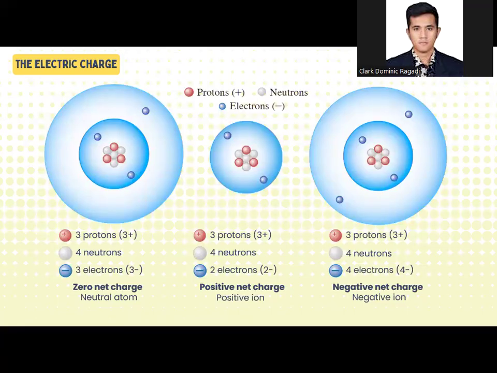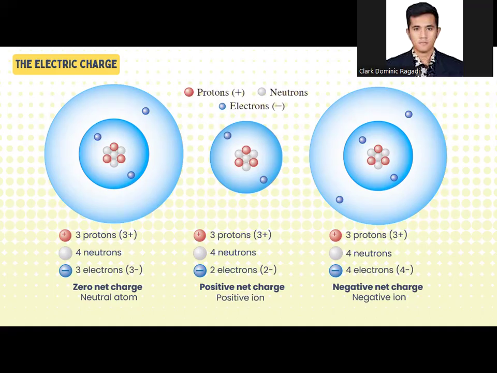And then the atom in the middle has 3 protons and 2 electrons. So there are more protons compared to the electrons, meaning that would result to a positive net charge. Or we can call this atom in the middle a positive ion.